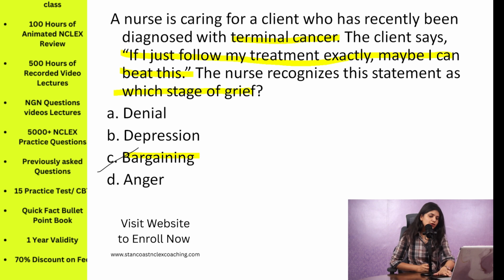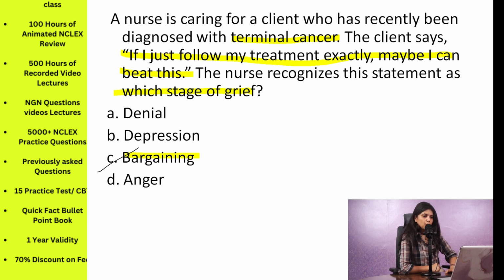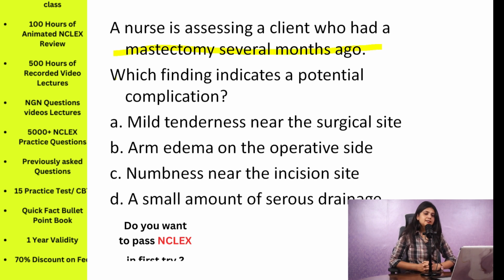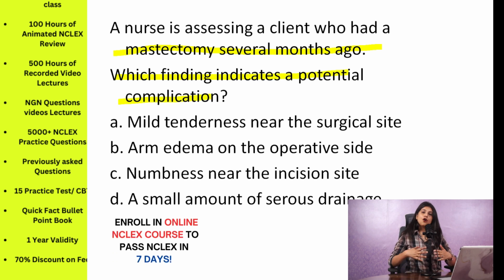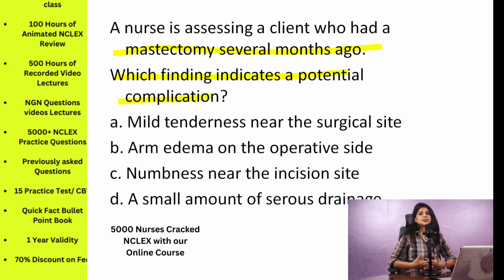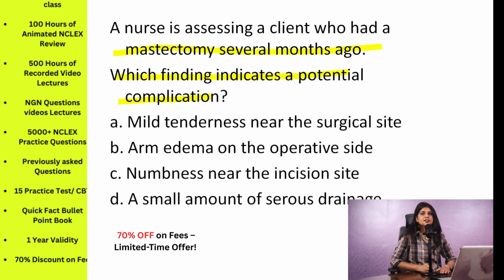Let's tackle another question. A nurse is assessing a client who had a mastectomy several months ago. Which finding indicates a potential complication? A. Mild tenderness near the surgical site. B. Arm edema on the operative side. C. Numbness near the incision site. D. A small amount of serous drainage.